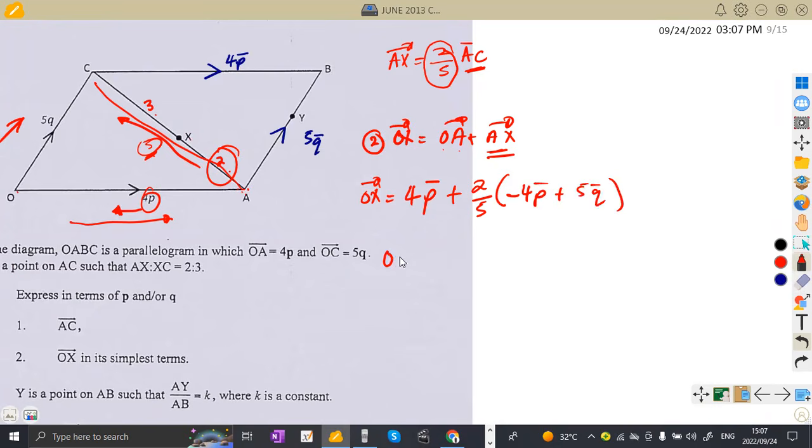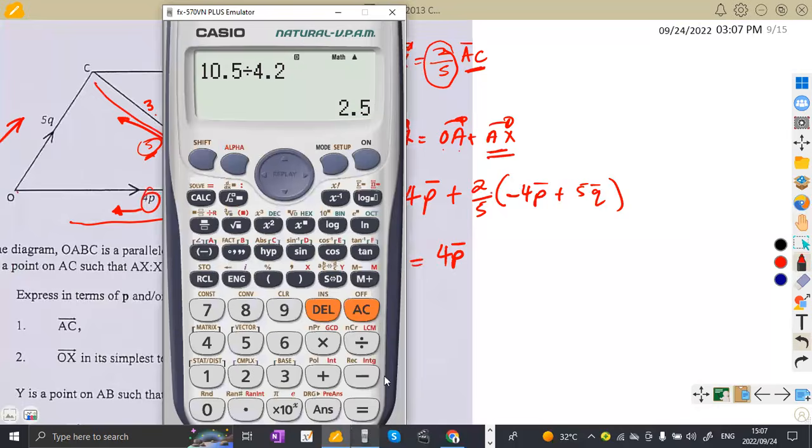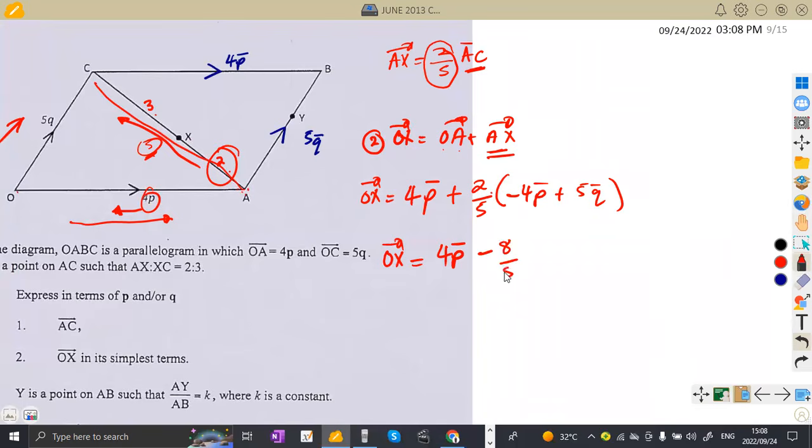Okay, so all you need is to expand your brackets to find vector OX, which is going to give us 4P, expand by 2 over 5. So you're simply multiplying like this, 2 over 5 on your calculator, multiply by negative 4, which is going to give you negative 8 over 5. So this is negative 8 over 5 vector P. You do the same and you're going to obtain 2Q, because the 5 and 5 will cancel.